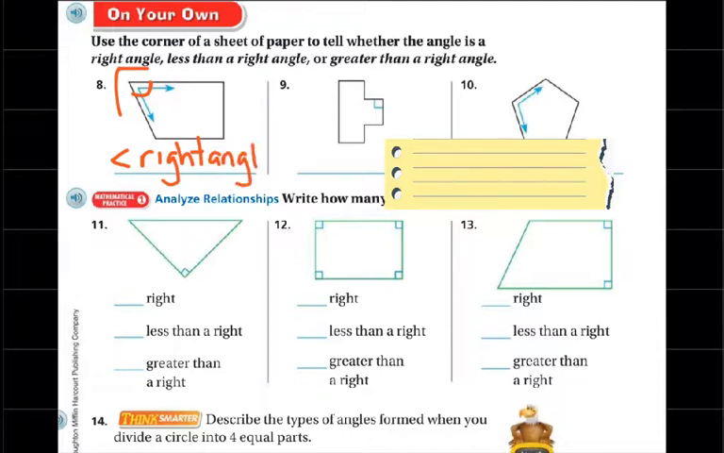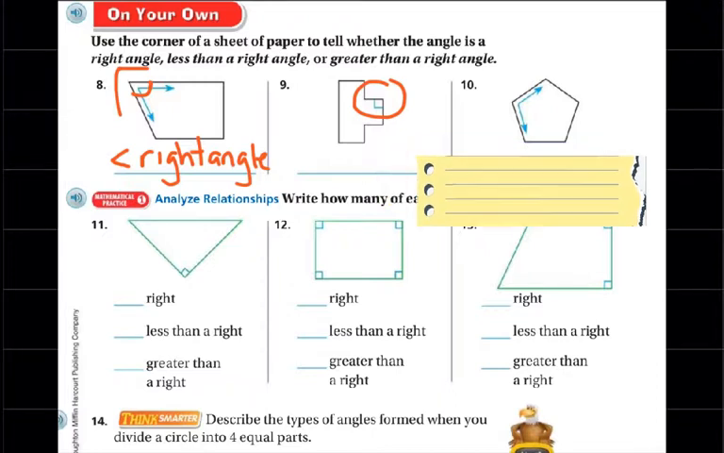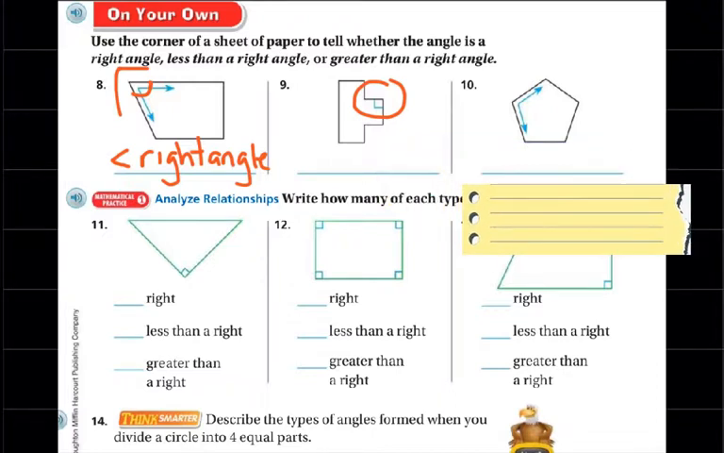And then looking at the next one, you would do the same thing. And I don't even need to use a piece of paper, I don't think, because look what they've given us. That's the angle that we're looking at to determine if it's less or greater than. It's actually equal to, right? Because it's got the little square. It tells us that this is equal to a right angle.